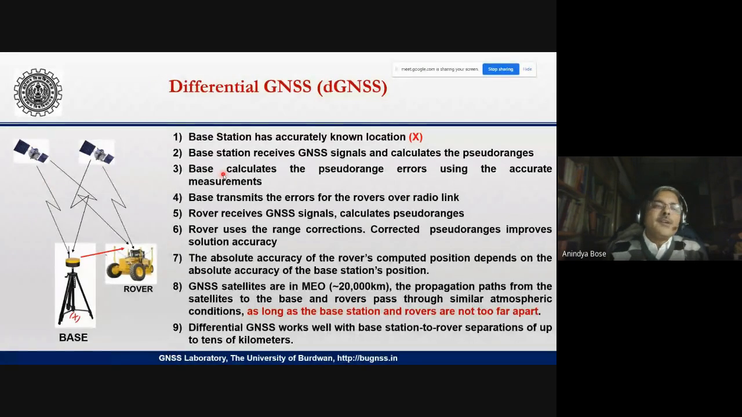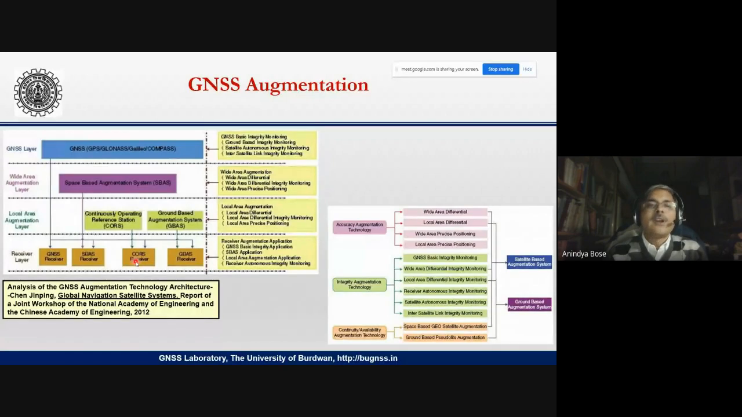Okay. Now the differential GNSS. So this is the base. I know its exact location. From the exact location, it calculates its instantaneous error and sends it to the rover, the client. Because they access the same satellite signals, the errors are common, and it uses this for improvement of its own location. And differential GNSS will give you 1 meter of accuracy.